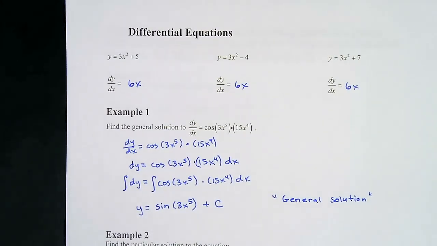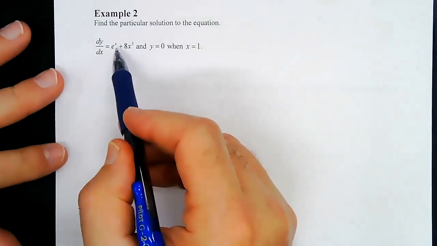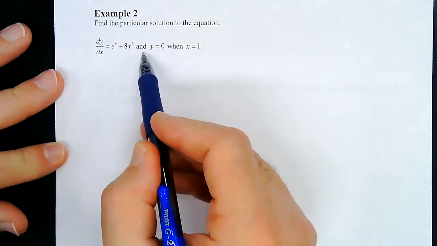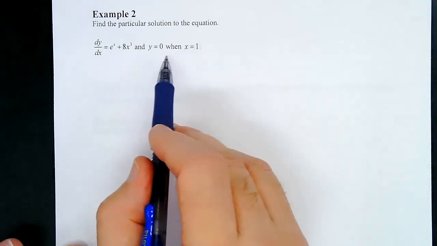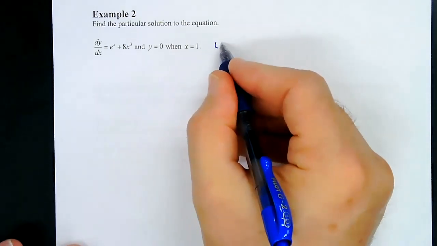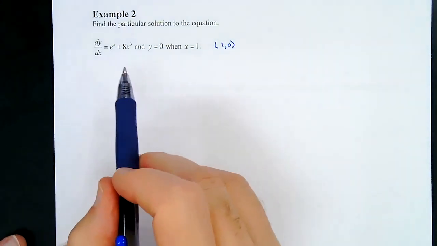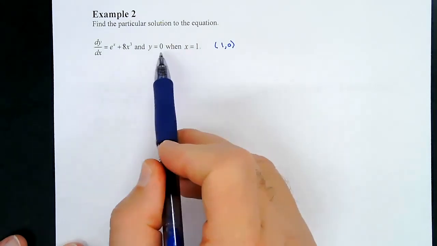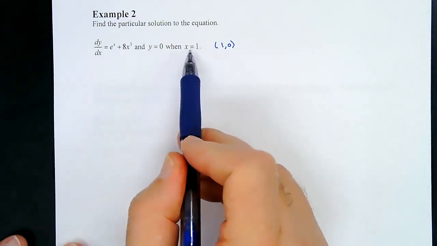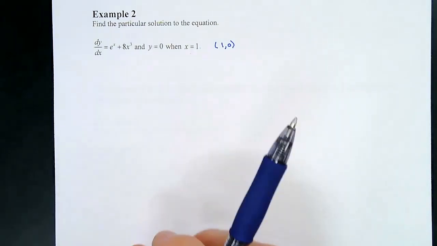Now we're going to talk about particular solutions. For this one, we now know that dy over dx is equal to e to the x plus 8x cubed, and y equals 0 when x equals 1. So this is the point 1, 0 on the function. What this means is we're going to be able to figure out the particular solution because we have what's called an initial condition. We have this initial condition where y equals 0 when x equals 1, and we're going to be able to put that in and figure out what the c value is.